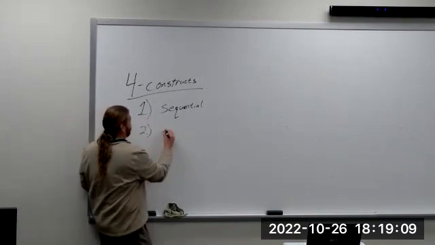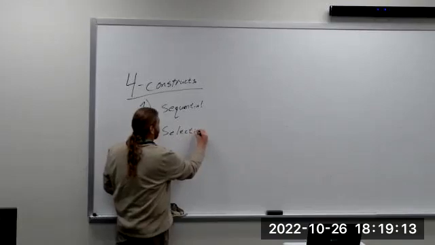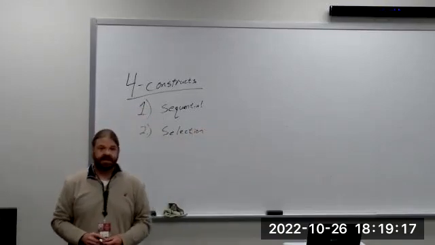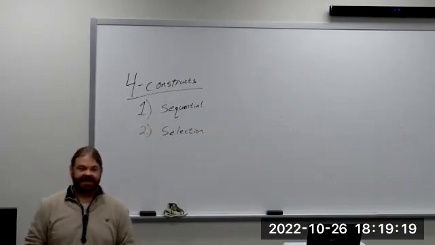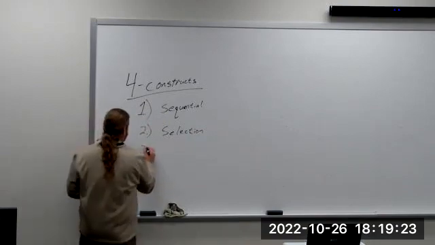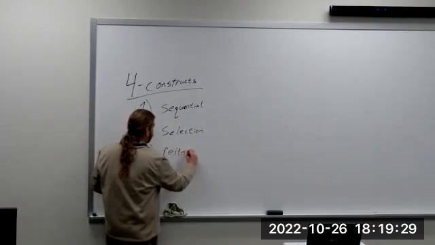And we need some sort of tool to make selections, make choices along the way, have decisions, various alternatives. The third one is reiteration.